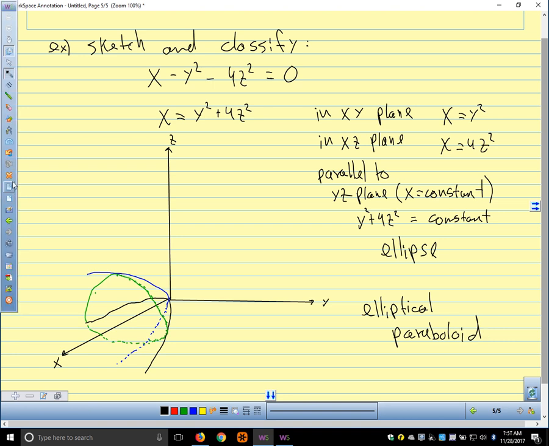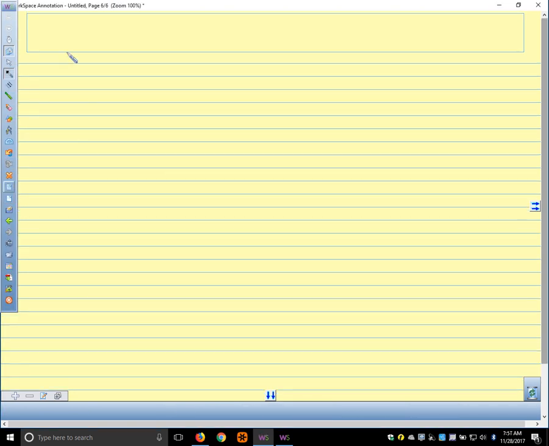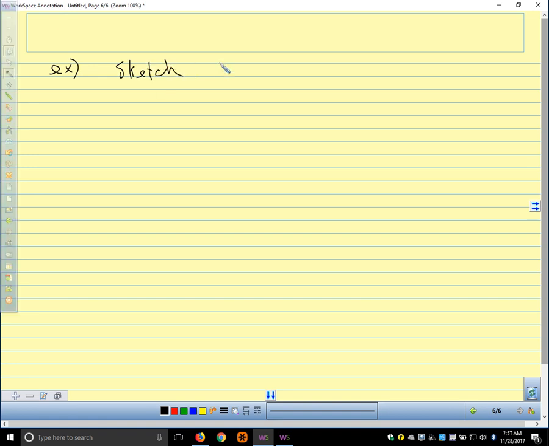Let's look at one more. And I want to talk about this one quickly because it's one that students continue to confuse for a long time. We want to sketch z equals x squared plus y squared. Sorry, z squared equals x squared plus y squared.